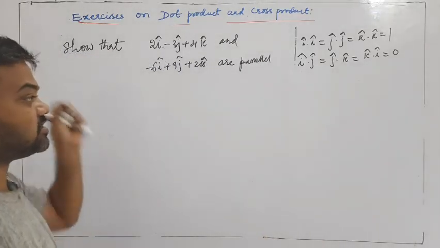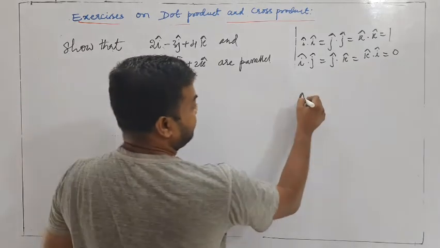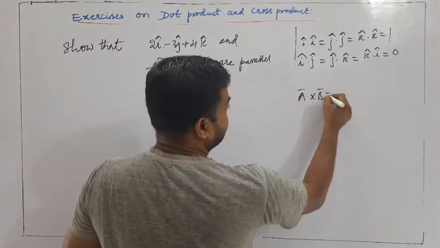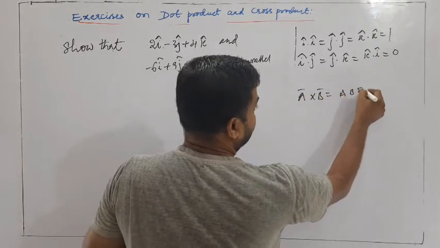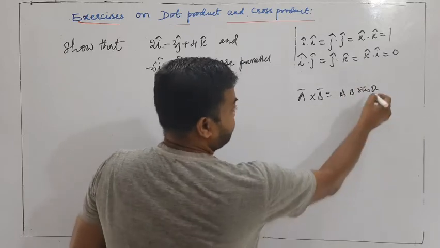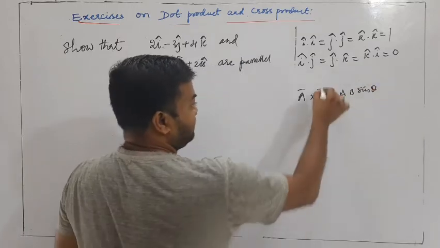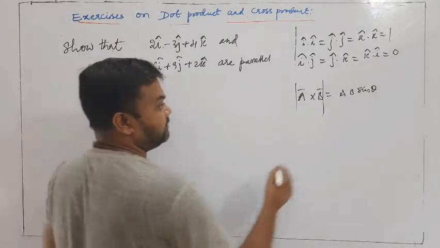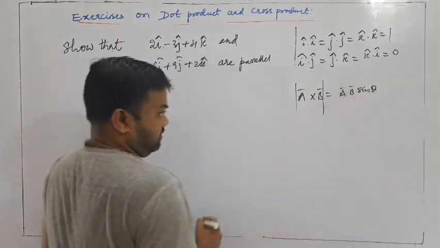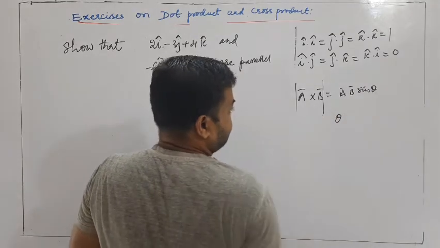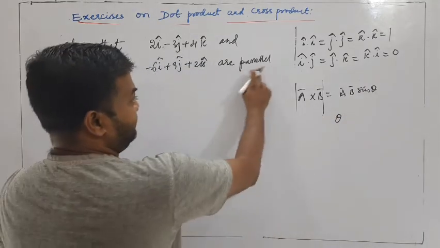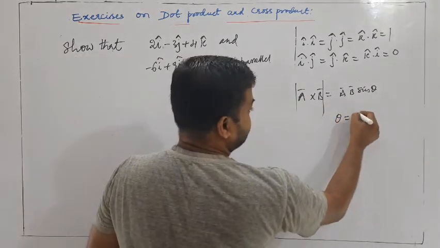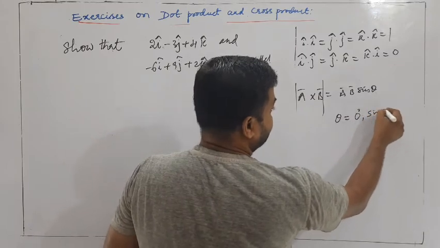When two vectors are parallel, their cross product is 0. Because in the cross product, what can you write? A bar cross B bar means AB sin theta into n cap. Suppose you have to find the modulus, then AB sin theta. If they are parallel, then theta is equal to 0. When theta is equal to 0, how much is sin 0?